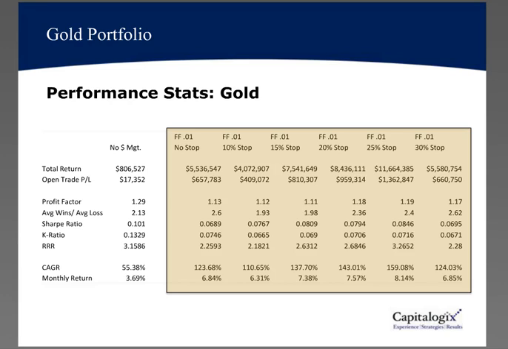And so what you can see is $800,000 goes up to $5.5 million. It's a dramatic improvement. I mentioned before, and kind of went out of my way, that the open trade profit loss is 17,000. The open trade is $657,000.